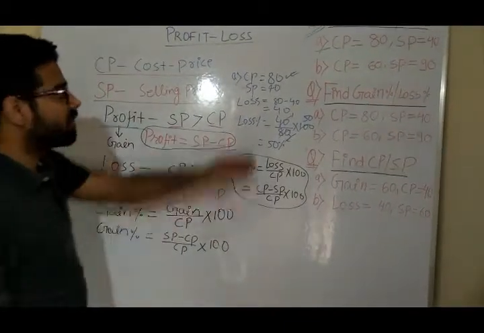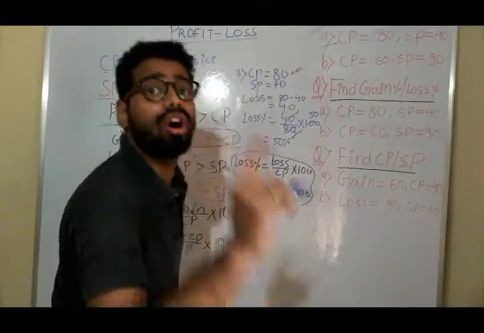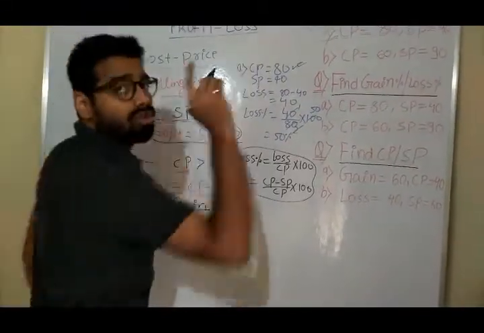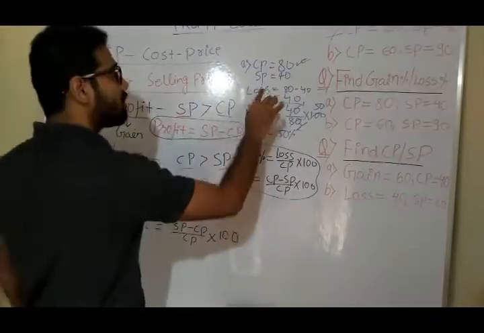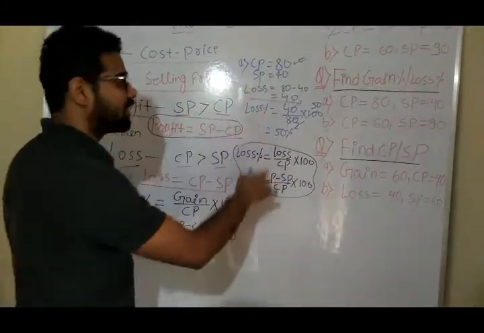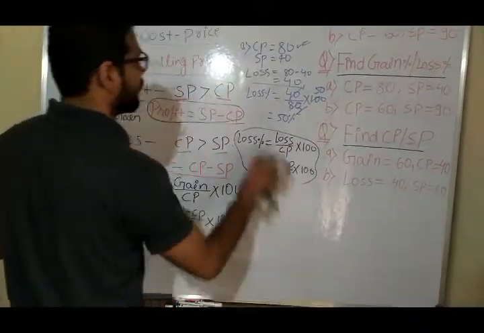What were the steps? First, we have to find whether it is loss or profit. Then second step, how much loss. Then put the loss percentage formula, and we'll get the answer. Okay, let's move to the second part, the second question.